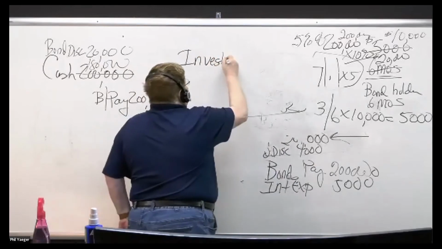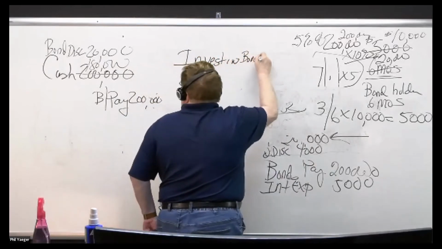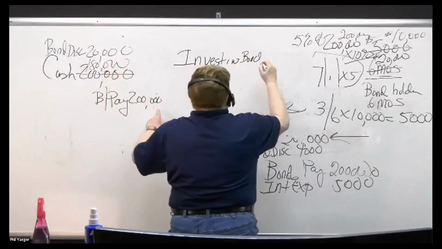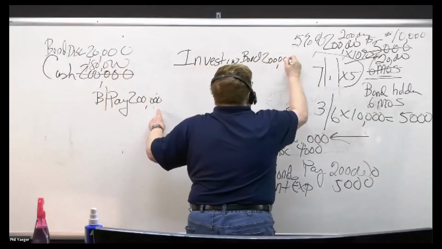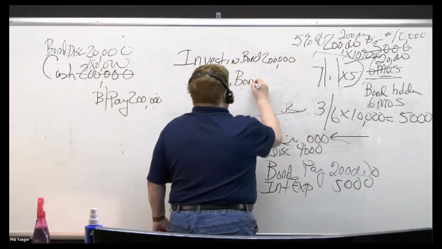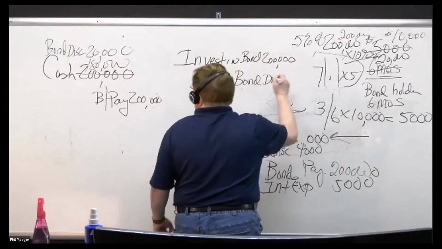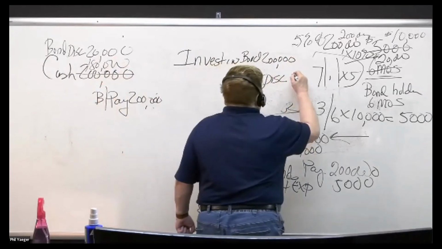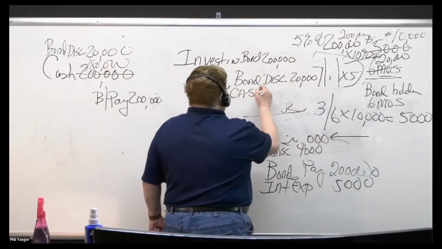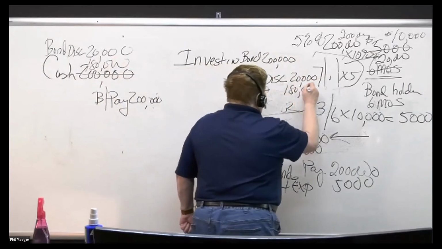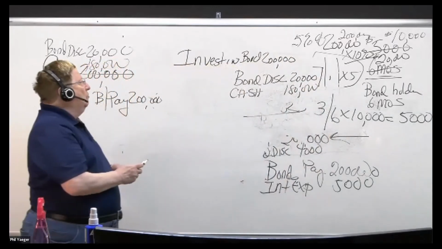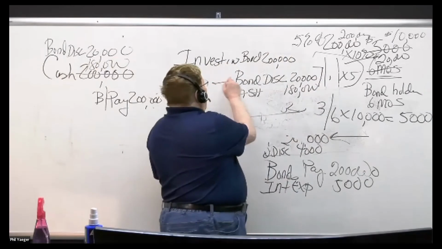Which in this case would be what? 200,000, right? And you would credit bond discount for how much? 20,000. And then I would credit cash for what? 180,000, right? Yes.